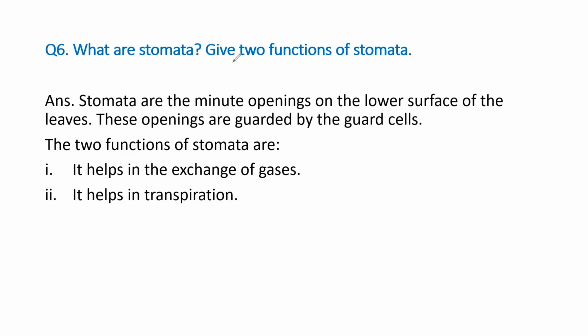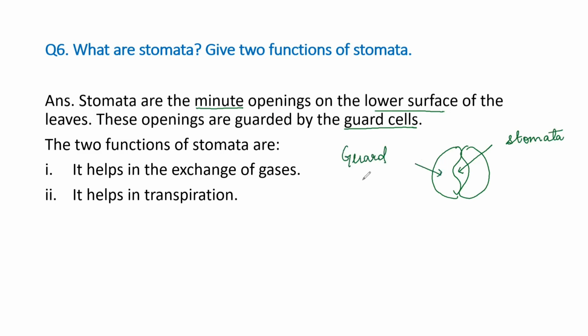What are stomata? Give two functions of stomata. So stomata are minute openings on the lower surface of the leaves. These openings are guarded by the guard cells. Okay, so guard cells are like kidney-shaped cells. Okay, and this opening is called stomata. And these are the guard cells. So where are these stomata present? They are present in the lower surface of the leaves.